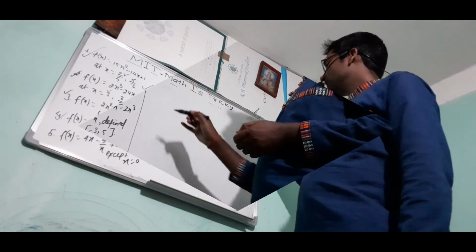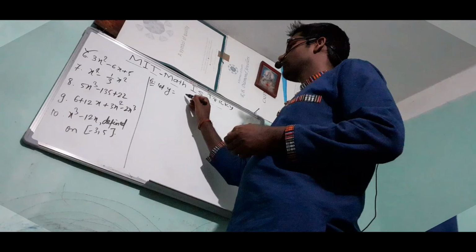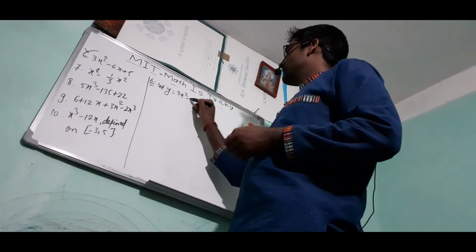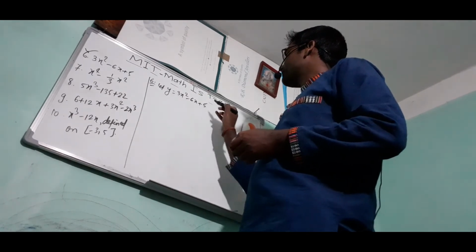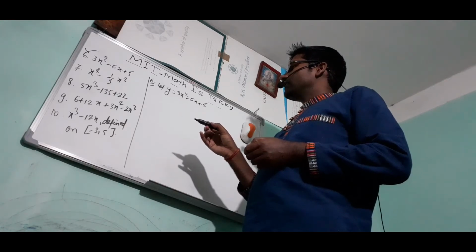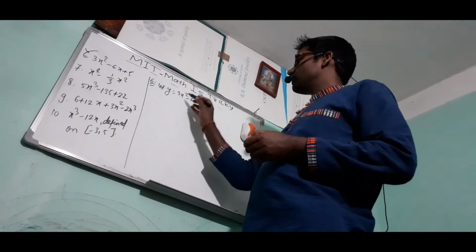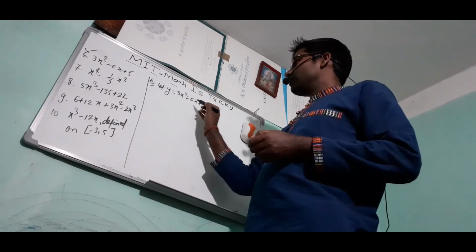The function was 3x square minus 6x plus 5. So how to find, I'm going to discuss and solve this problem: in what interval this function is going to be increasing or decreasing.